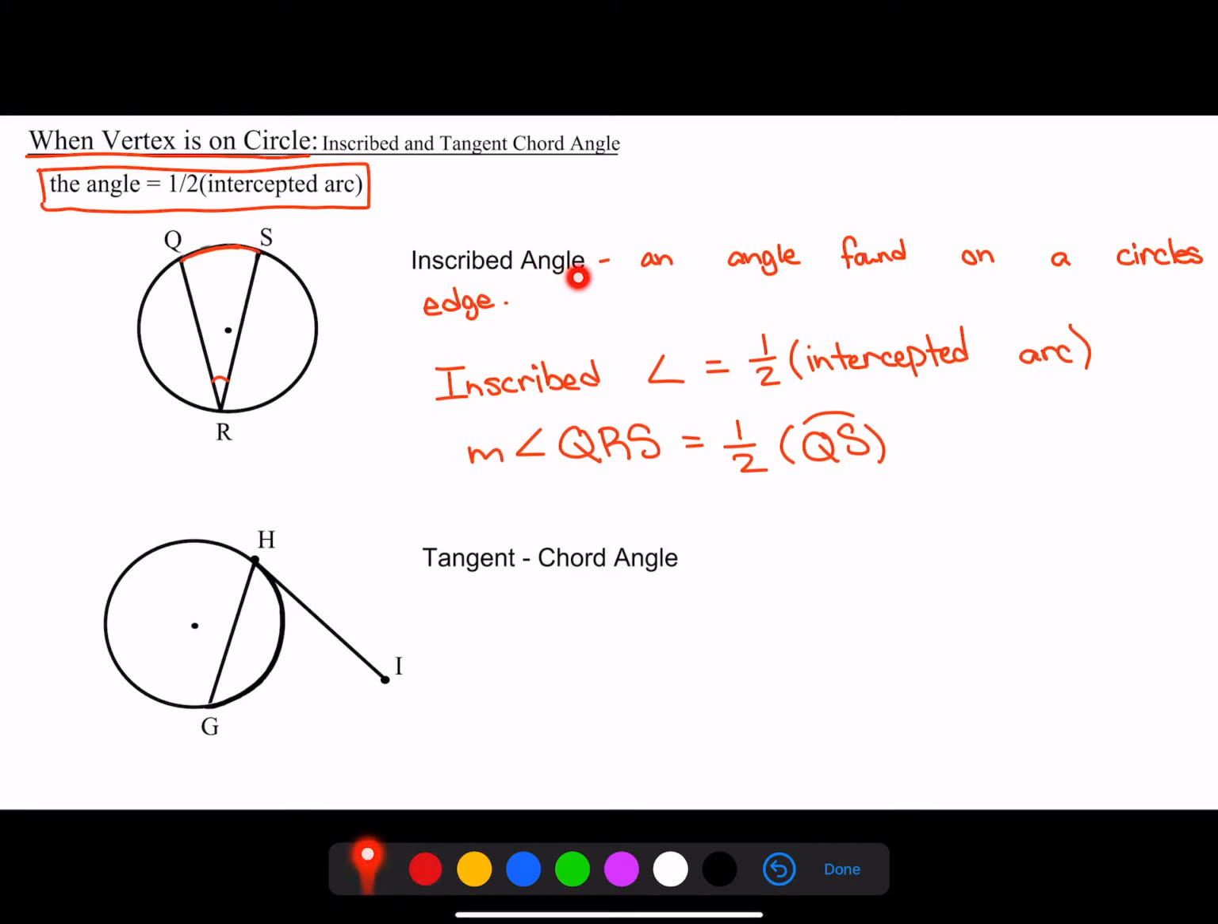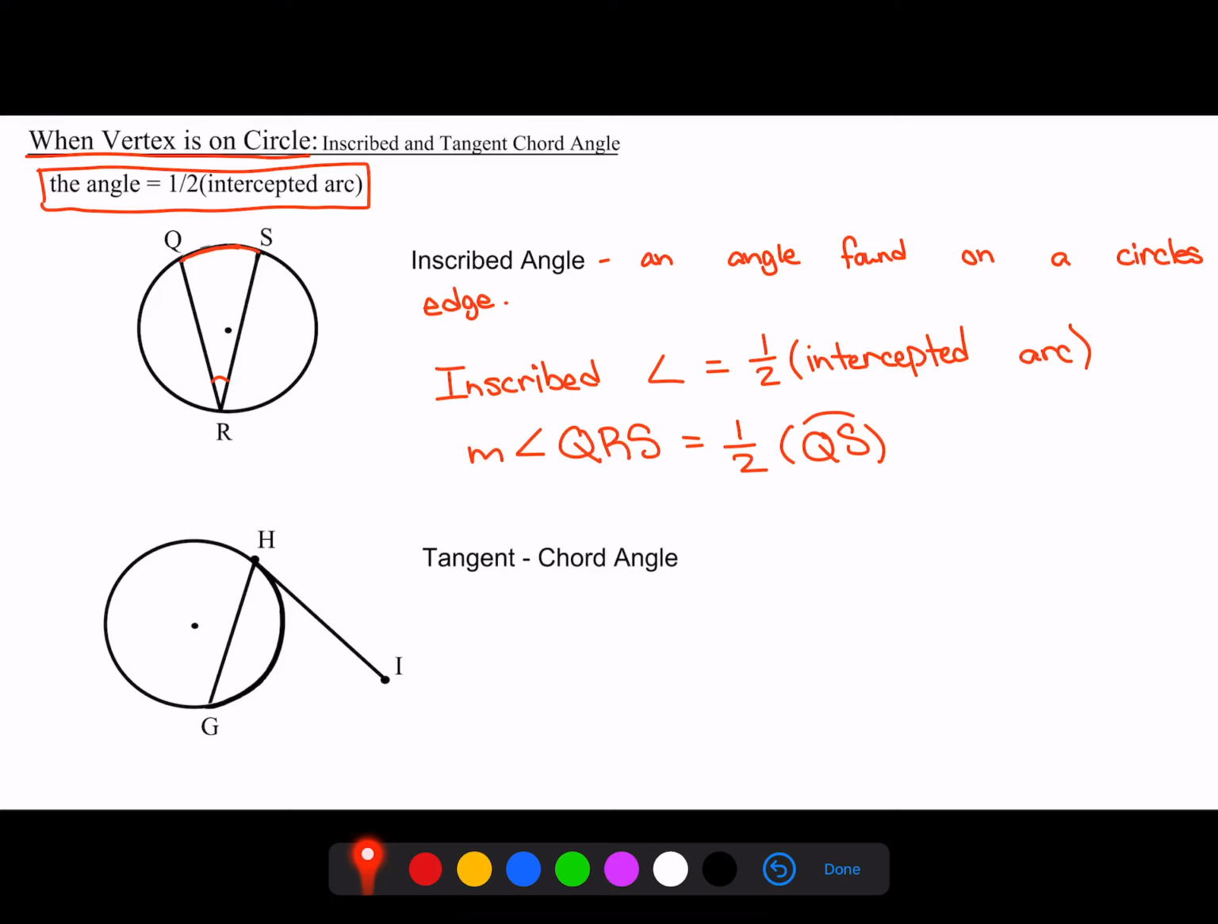So an inscribed angle is an angle found on a circle's edge. That's what we call this angle here, an inscribed angle. The inscribed angle is equal to 1/2 of the intercepted arc. QS is our intercepted arc. So the measure of angle QRS is equal to 1/2 the measure of arc QS.